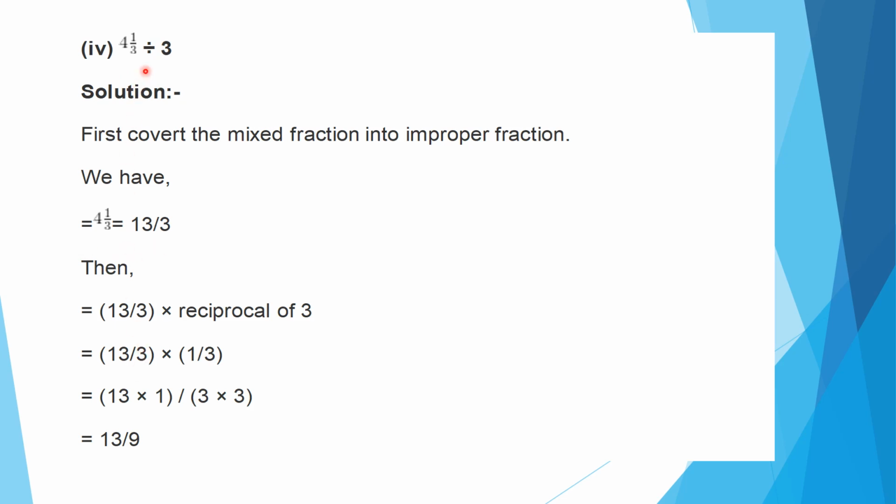Then we have to convert this division symbol into multiplication symbol. Then we have to write down the reciprocal of divisor, that is 3. What is the reciprocal of 3? That is 1 by 3. Clear? Now regular multiplication. Numerator with numerator, denominator with denominator. That is 13 ones are 13 and 3 threes are 9.